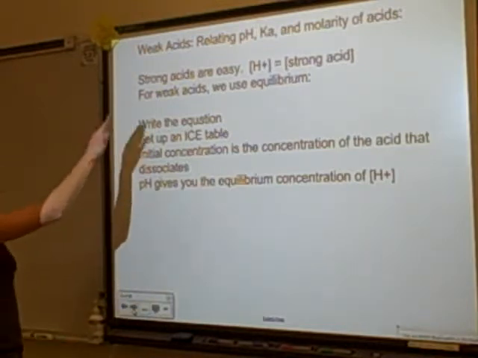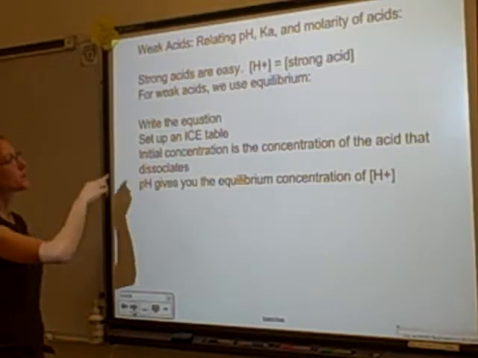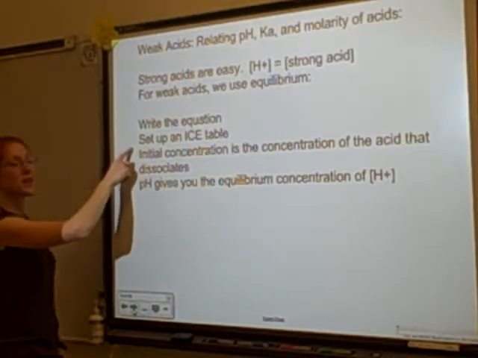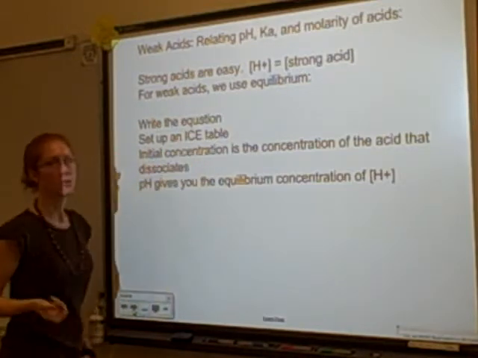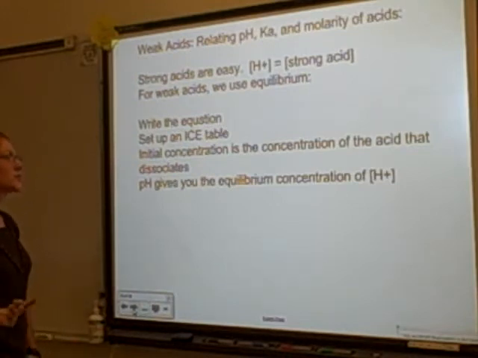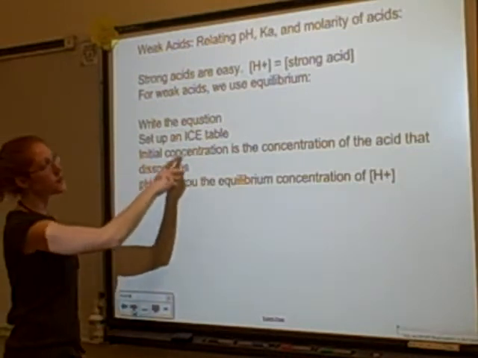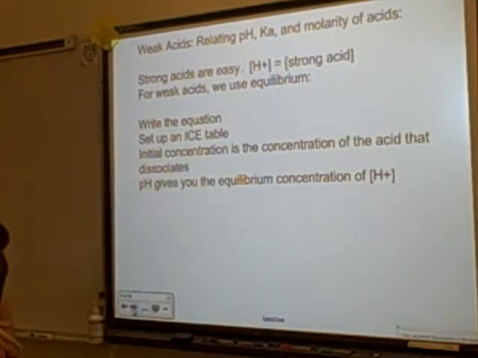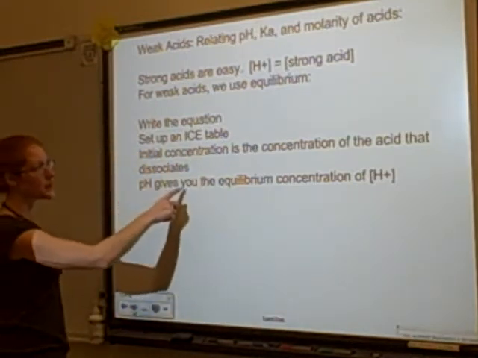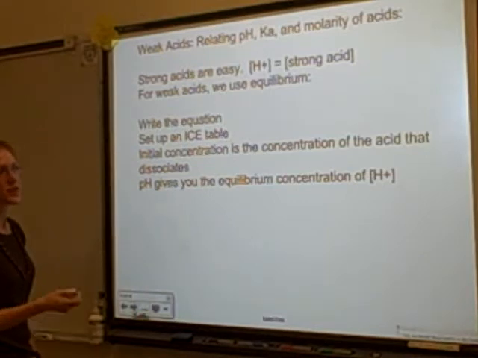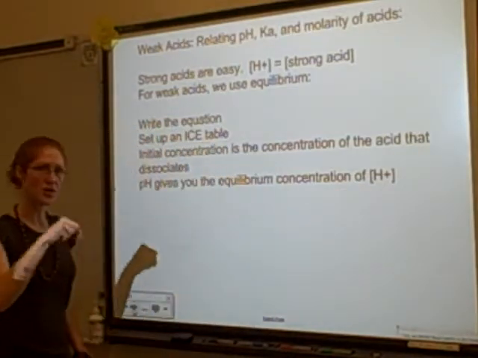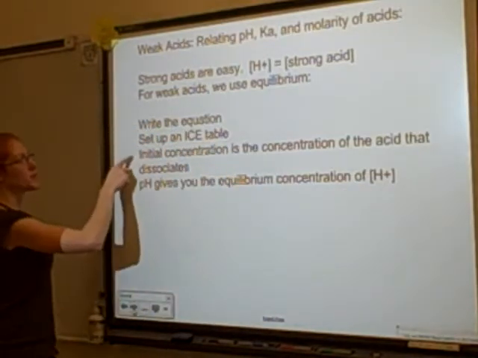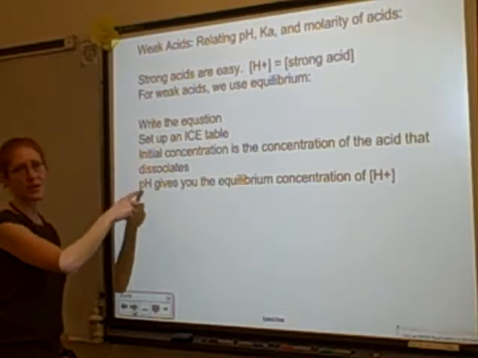We already saw the strong acids were the easy ones. For the weak, we'll use this equilibrium approach. We're going to set up our initial, change, and equilibrium concentrations, so a table just using molarity. The initial concentration is the concentration of the acid before it dissociates, and the pH tells you the equilibrium concentration of the H plus that you measure after the acid dissociates. So this will be your I in your ICE, and this will be your E in your ICE.